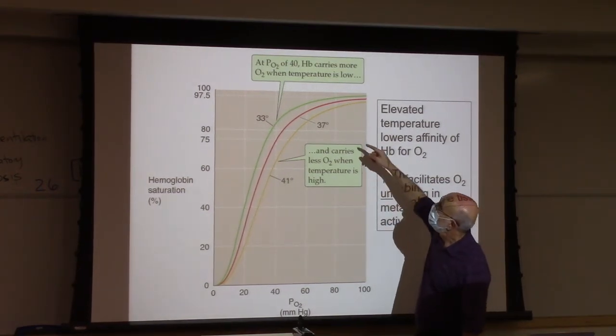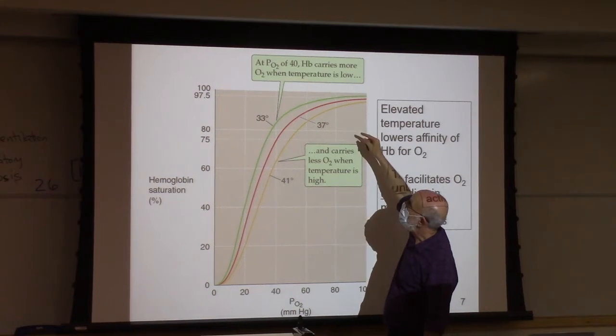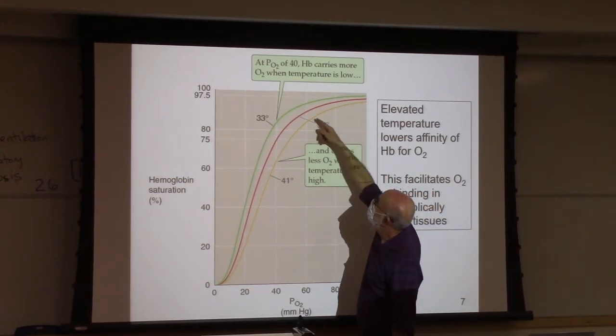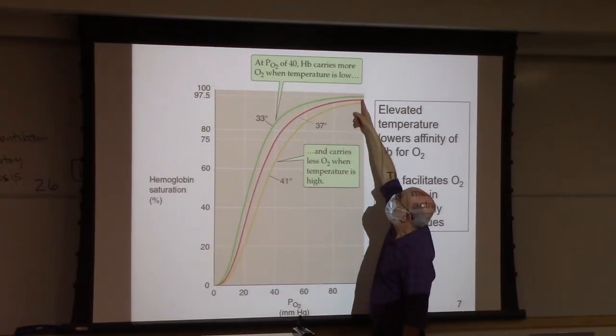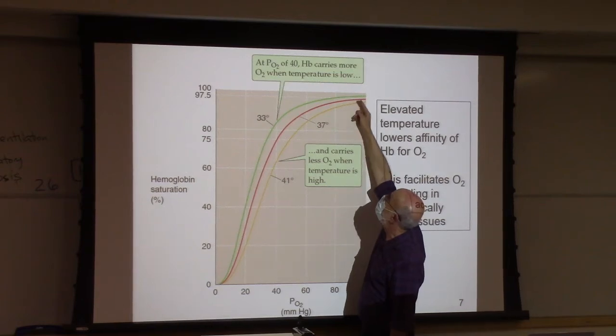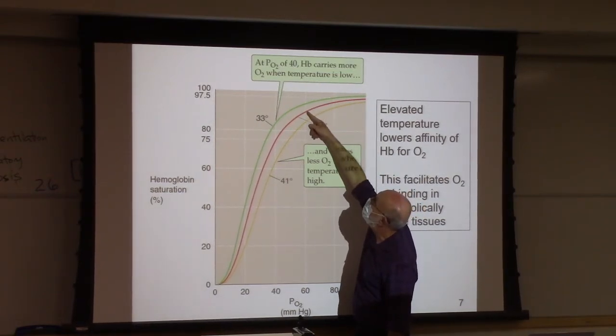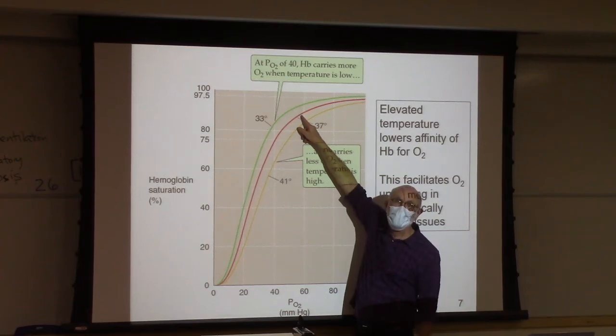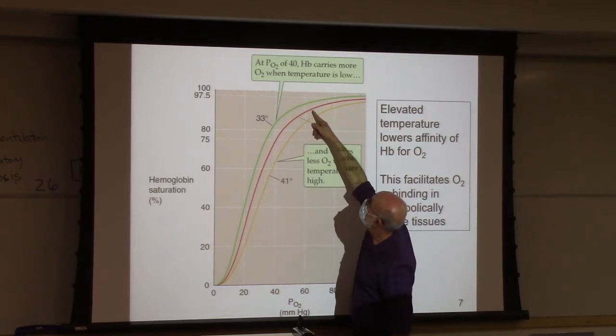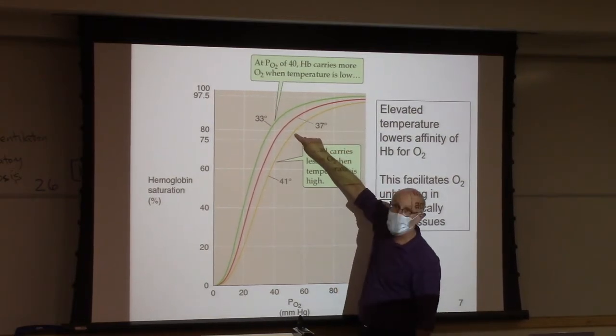So let's go into a metabolically active tissue. Let's go from the lungs, say at normal temperature, and as we're going into metabolically active tissue, oxygen is unbinding, unbinding, unbinding. And let's say we're getting into muscle that has been working really hard. What happens to muscle, temperature-wise, if it's working really hard? It gets hot.